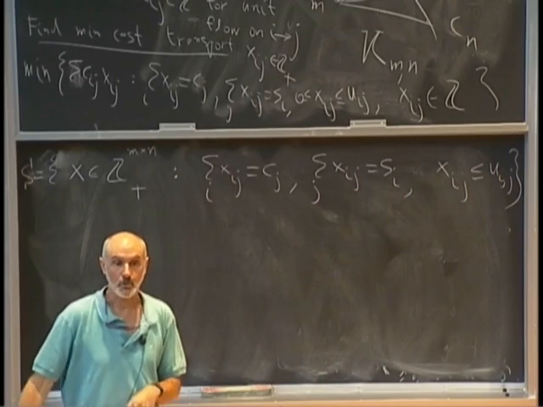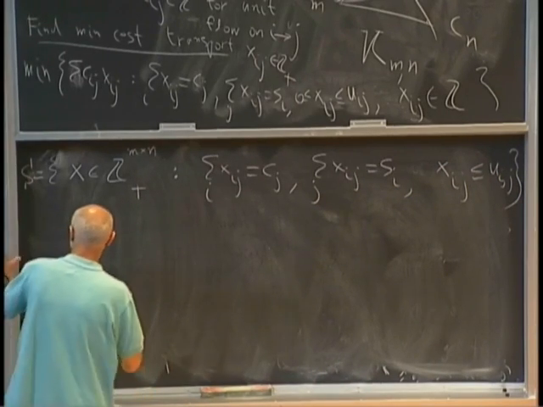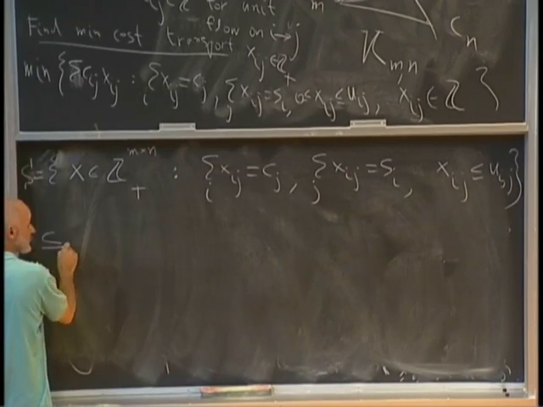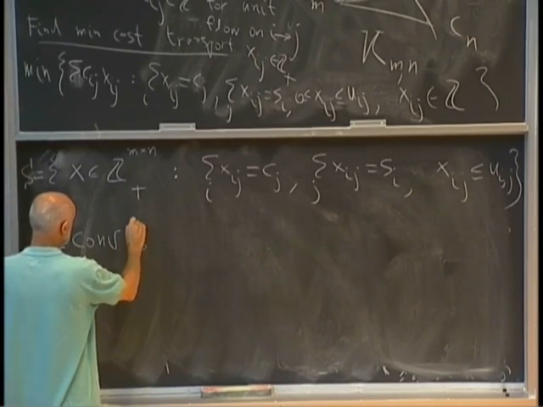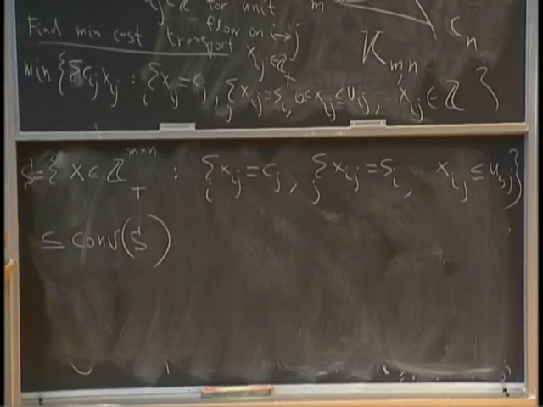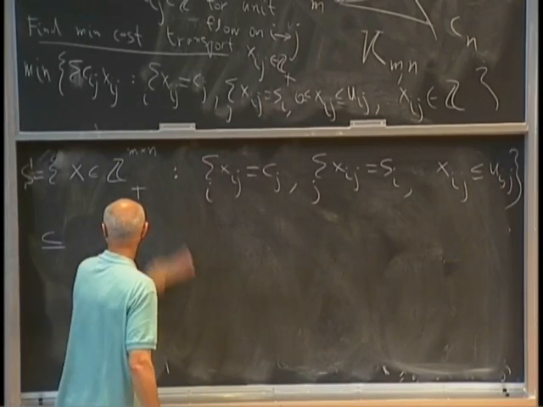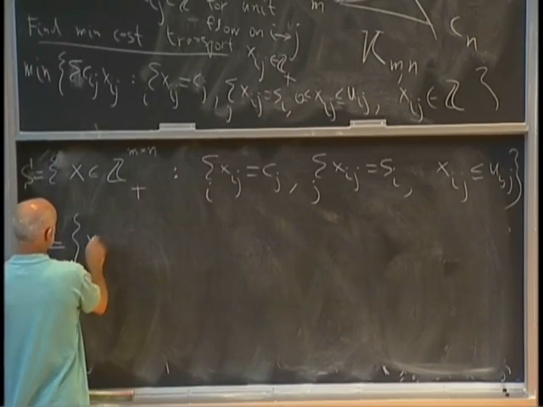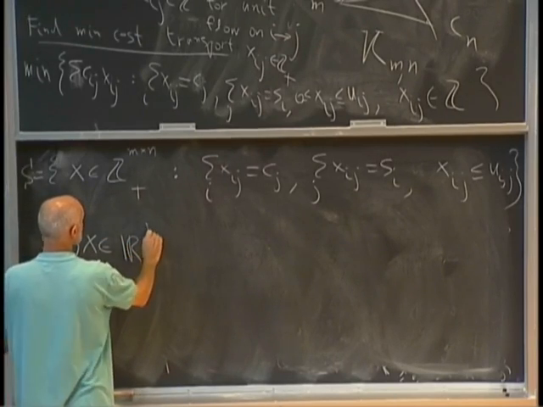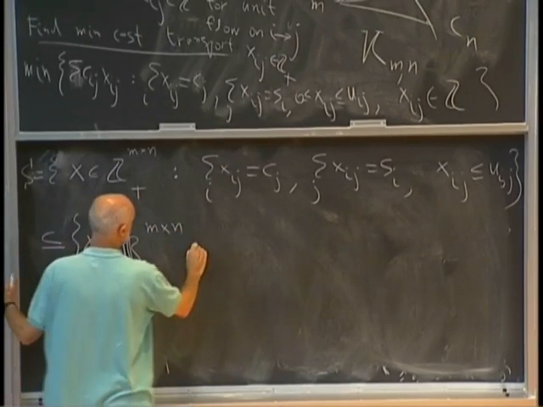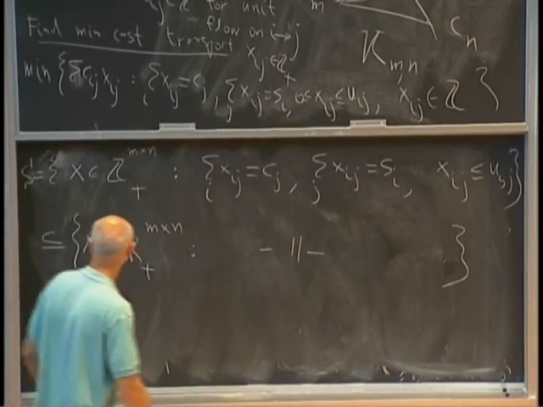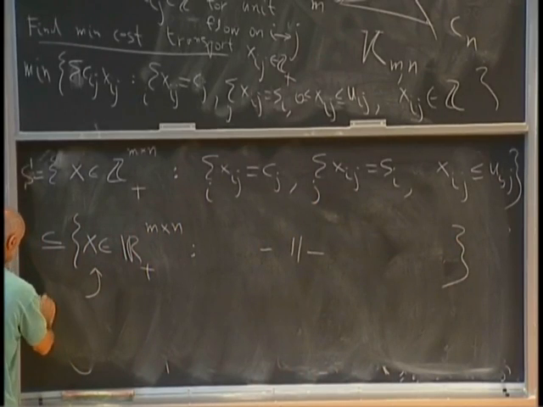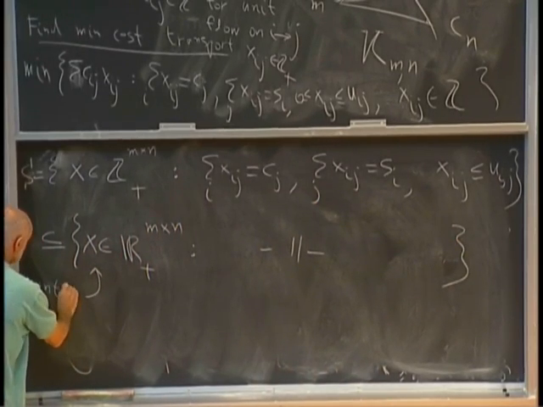There's a set of integer points, right? So it is obviously contained in the convex hull of S. Now let me, I want to say this later. It's contained in the same set where I put reals here, and the same constraints here. And this is the so-called continuous relaxation.